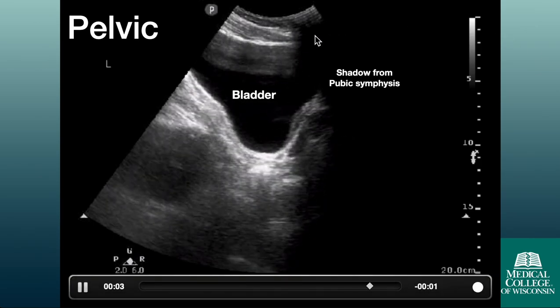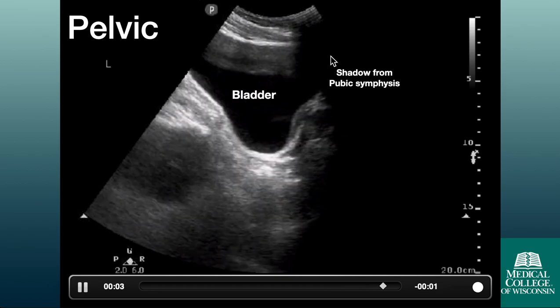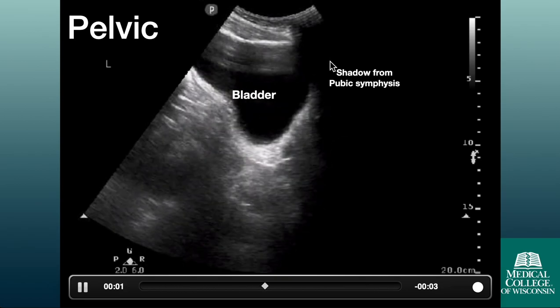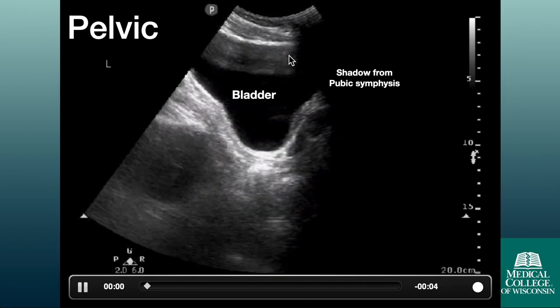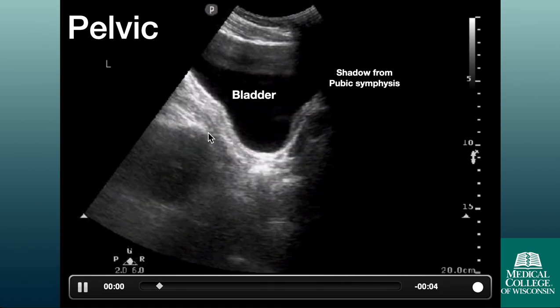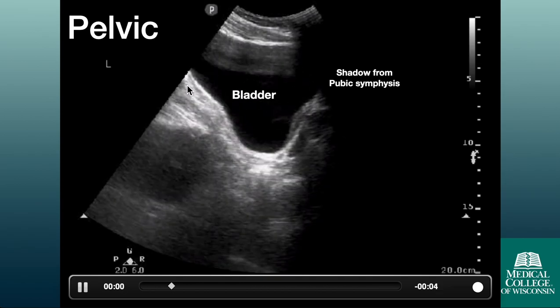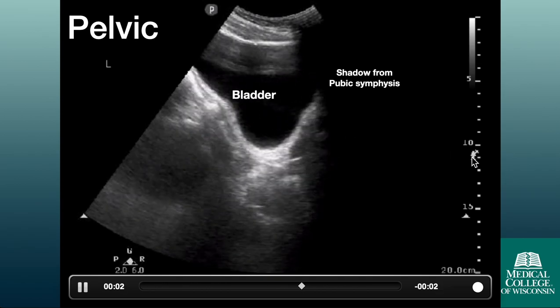If we scan with the probe marker low enough, you usually see the pubic symphysis. So this is shadowing again from bone, similar to what you would see in the ribs. And then just cephalad, or towards the head, which is off to the left here, you see the bladder. And then you look for a black stripe below this, which we don't see, and which is good. But if there's free fluid, you would see a black stripe of fluid down here, which indicates free fluid in the pelvis.